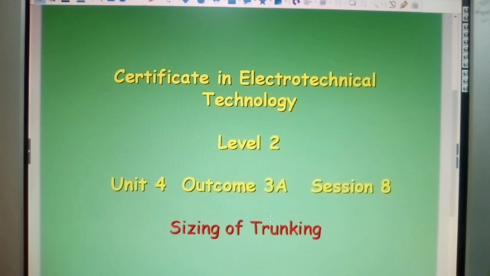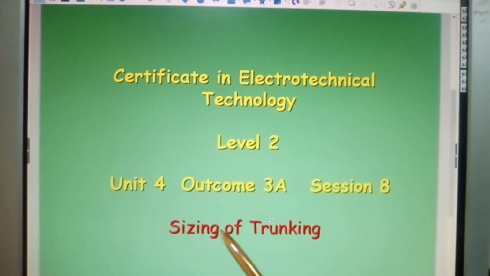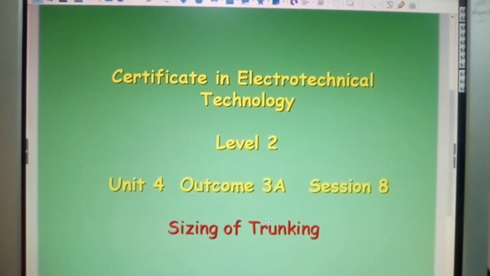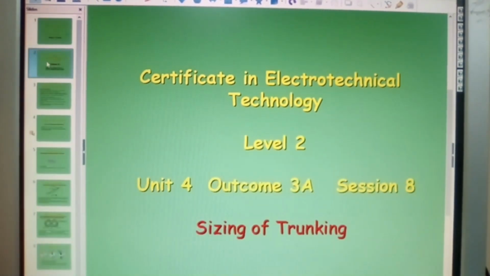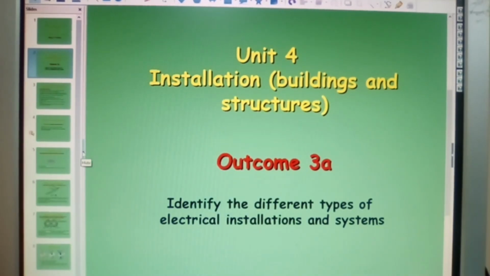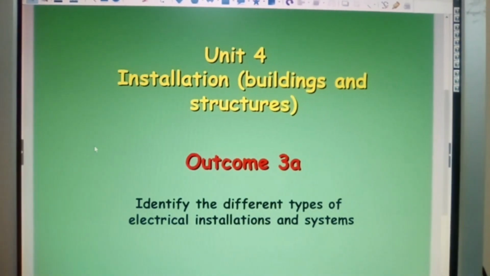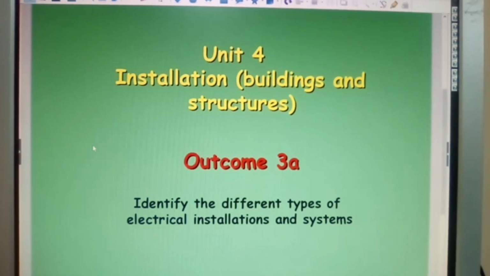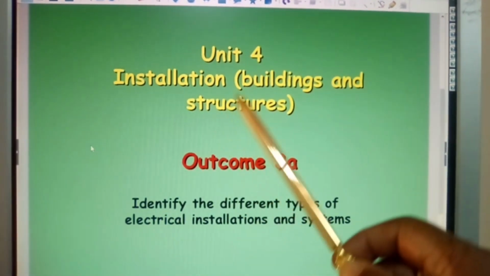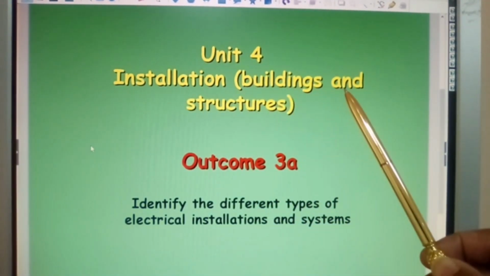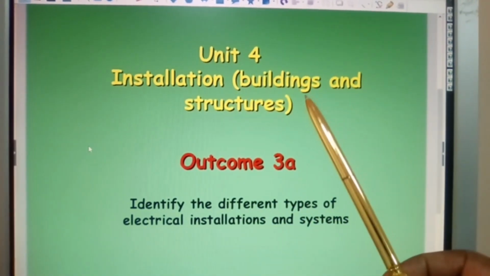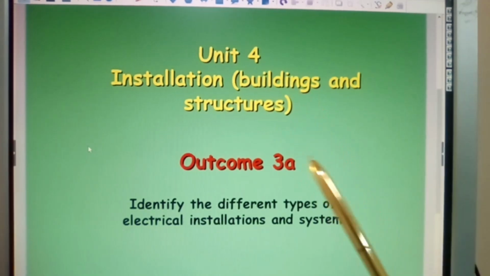Okay, welcome back. We're going to look at the sizing of trunking, okay? And in this session, we're going to look at, again, buildings and structures. So that will be your main unit heading that you would look under, okay? In case there are any changes to this outcome.